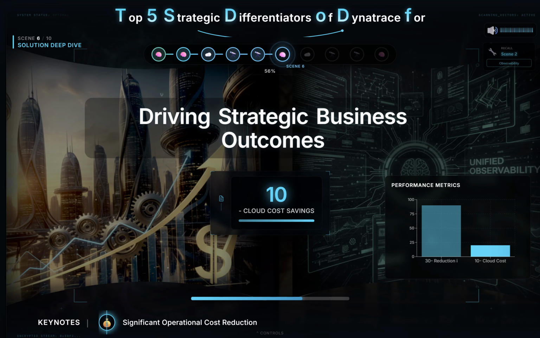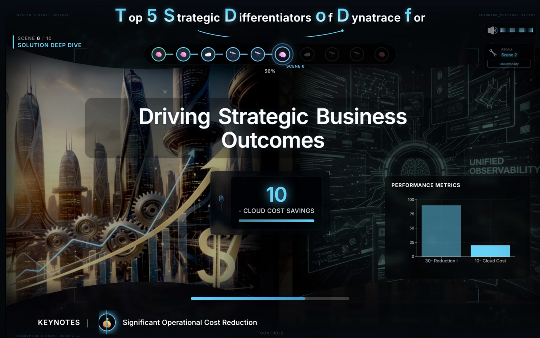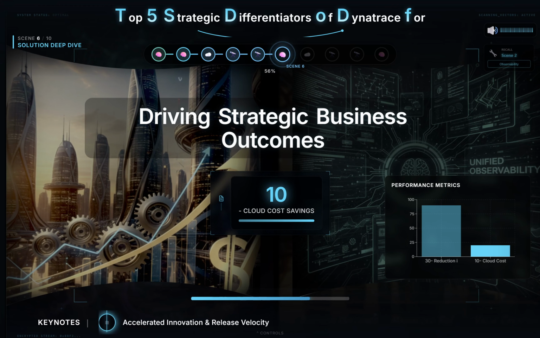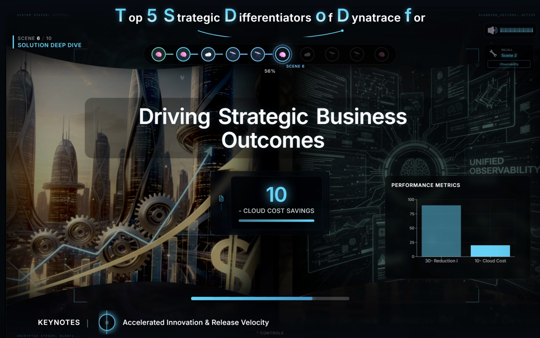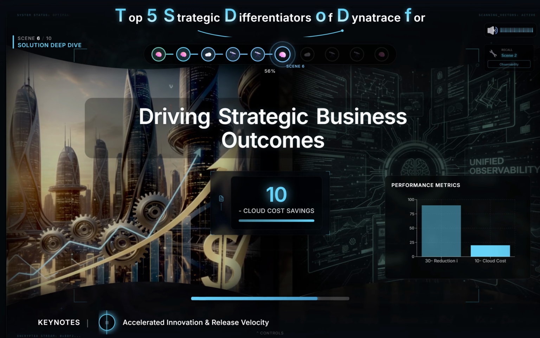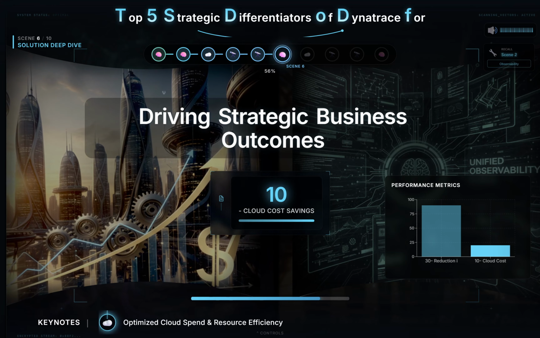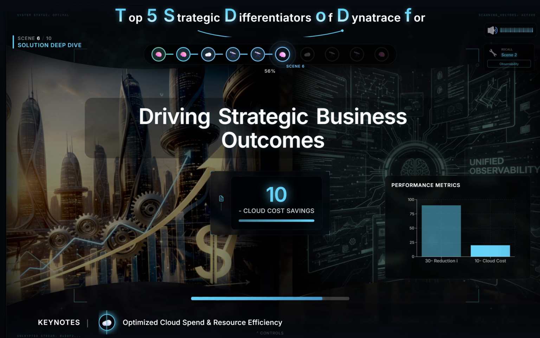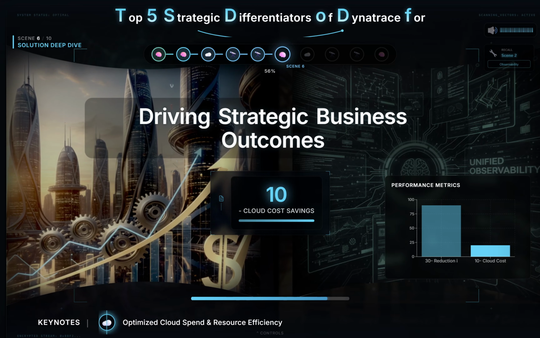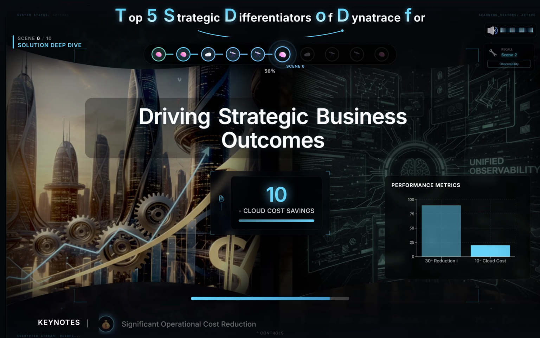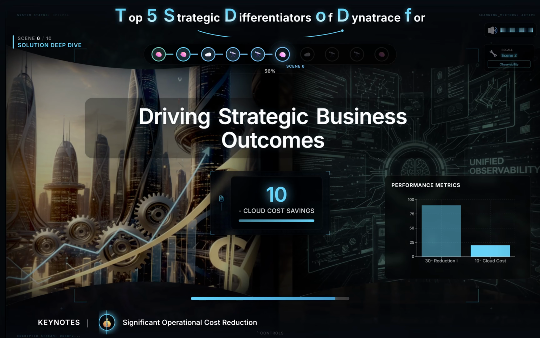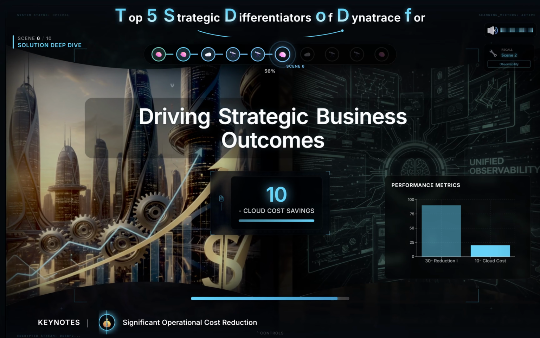Finally, these differentiators collectively drive profound strategic business outcomes. With Dynatrace, IT leaders can move beyond firefighting to proactive innovation. The platform's ability to prevent issues, optimize cloud spend, and accelerate release cycles directly translates into measurable value. We're talking about significantly reduced operational costs, faster innovation velocity, and a higher quality digital experience for your end users. It empowers your teams to focus on strategic initiatives rather than endless debugging, ultimately transforming IT from a cost center into a true value driver for the entire organization.